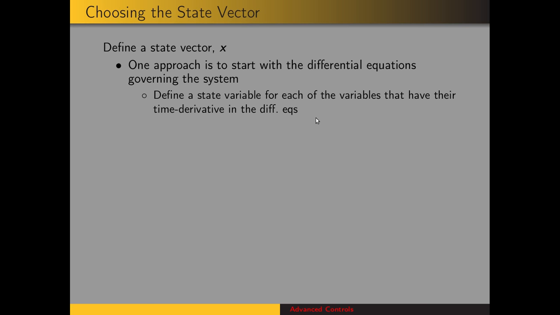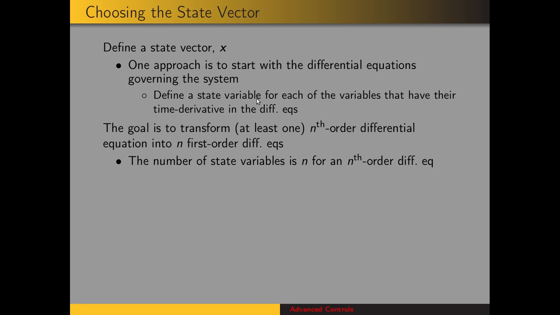In the second example, where we had the second order system, we had x, x dot, and x double dot. So we had two state variables. x had its time derivative in the differential equations, and x dot had its time derivative in the differential equations. In other words, there was x dot and x double dot in those equations. So x and x dot were our state variables. And the goal of doing that is to transform however many nth order differential equations into n first order differential equations.